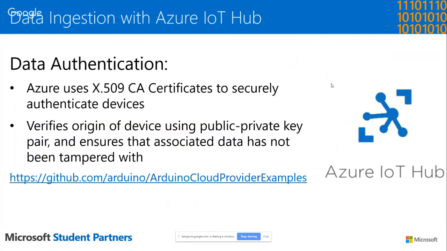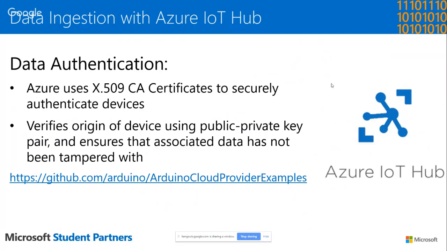Now, I'm going to start talking about device authentication. So with Azure IoT Hub, with IoT in general, one of the main concerns is how do you authenticate data? How do you ensure that you don't get a security breach? There's a lot of news about how this system has been hacked, or these people have been compromised because their devices were the vulnerability. And so Azure uses something called X.509 CA certificates to securely authenticate devices.